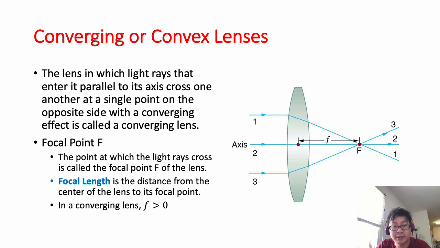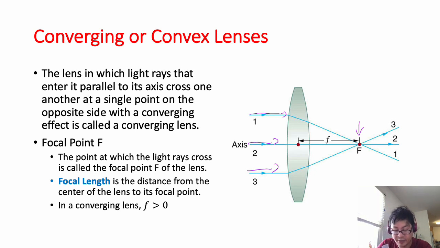The next part of the chapter we talk about the lens. We have two kinds of lens, convergent lenses and divergent lenses. A convergent lens is a lens in which light rays that enter parallel to its axis cross one another at a single point on the opposite side, with the converging effect. It is called a convergent lens.